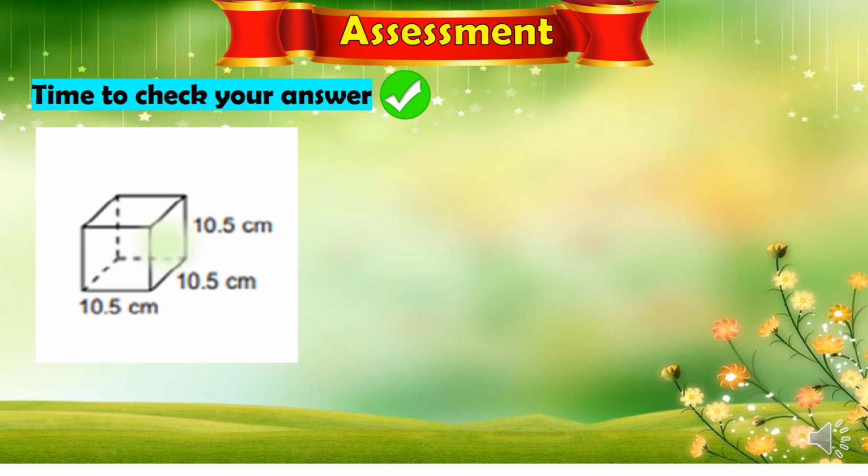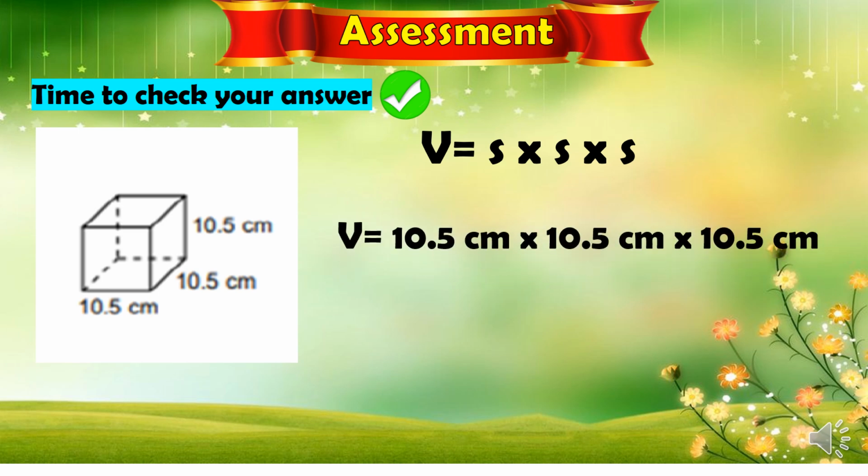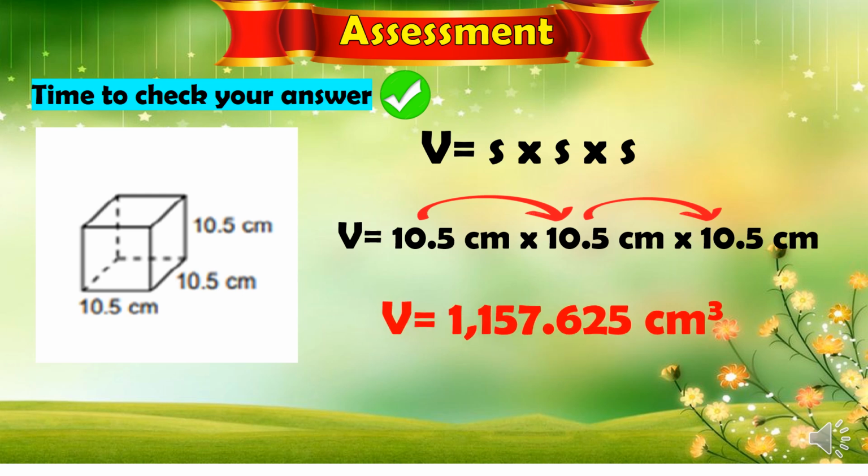3. Okay, so this is a cube because it has only one measurement and that is 10.5 centimeters. So each side of the cube is 10.5 centimeters. So we will be using the formula S times S times S. Let us now substitute 10.5 centimeters times 10.5 centimeters times 10.5 centimeters. That will give us a volume of 1,157.625 cubic centimeters.